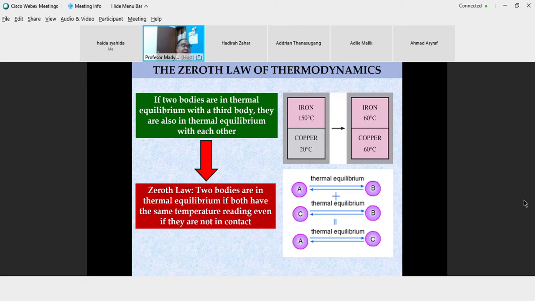So what is the zeroth law? Zeroth law ni, saya cakap sudah saya, this law of the kunyit. Geng-geng kunyit lah. Pak Arab tu tahu dah, kunyit tu tak tahu lah. If two bodies are in thermal equilibrium with a third body, they are also in thermal equilibrium with each other.